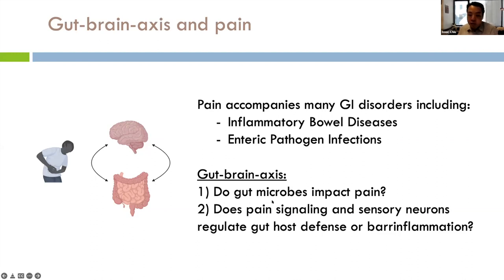So one of the questions we want to know is, do gut microbes impact pain? And also, does the pain signaling or sensory neurons regulate the GI host defense? This is ongoing work.